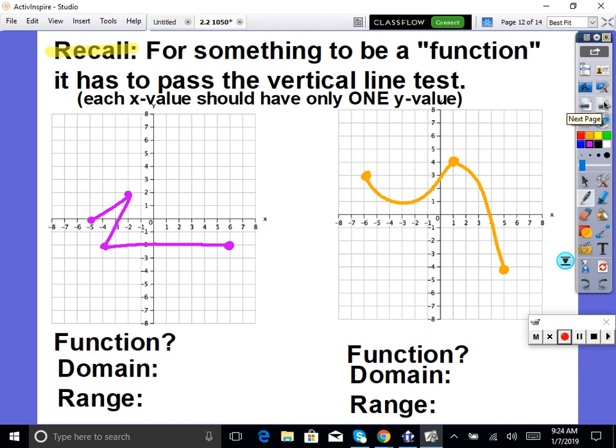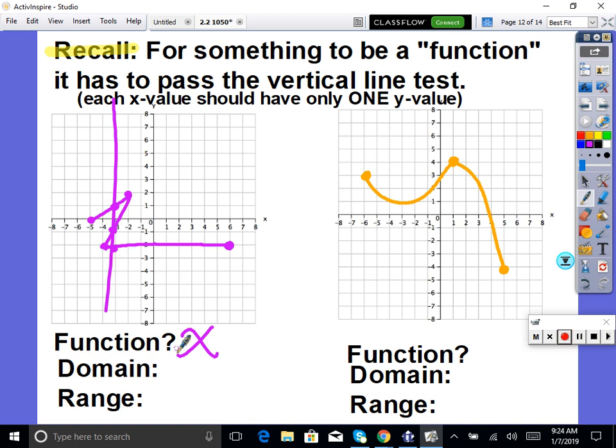Okay, recall, for something to be a quote-unquote function, it has to pass the vertical line test. Or in other words, each x can only have one y. That is the main important thing. So everybody, if I draw a straight line and it touches my pencil in 2 places, that x value is touching 2 y's. So does this relation, can it be considered a function? No, look, right here it's crossing in like 1, 2, 3 different places. So it's not a function.